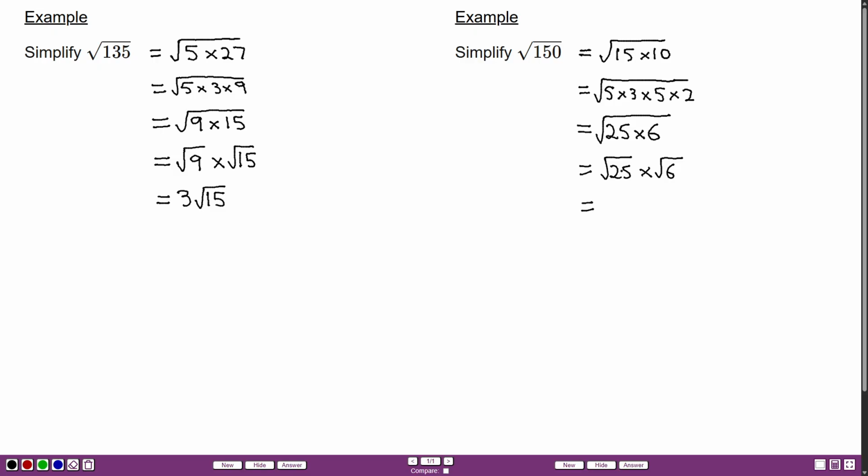And then what is the square root of 25? Well, that's just 5. And then times root 6, well, we don't bother with the times sign. We just write it as 5 root 6. And then we're done.